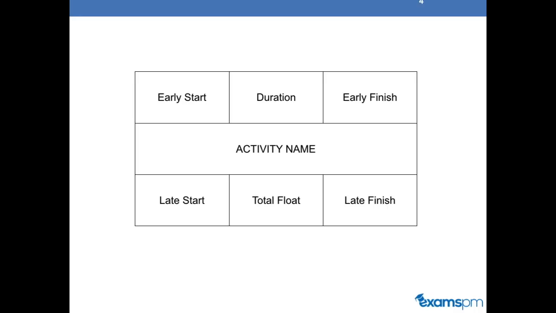On our bottom row at the left-hand corner, we have our late start date. In the middle cell, in our last row, we have our total float. So this is the amount of time that the activity can be delayed by without affecting the total end date. And lastly, we have our late finish on our bottom right-hand corner. So this is how you would draw your activity on node. So it not only includes the activity name, but all the other information around the activity as well.